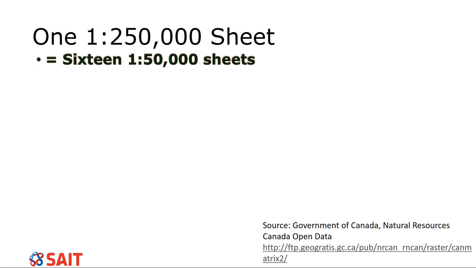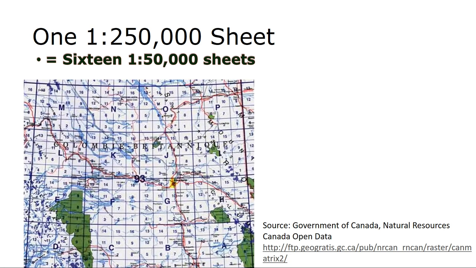Like I said, one of the 1 to 250,000 sheets equals 16 of the 1 to 50,000 sheets. So we have the quadrangle 93, and then the 1 to 250,000 sheet, which is 93G. Again, the counting goes A, B, C, D, E, F, G, H, I, all the way up to P. The counting system is the same across the board in Canada. There are some exceptions, but for the most part you start counting in the bottom right-hand corner and snake your way up.